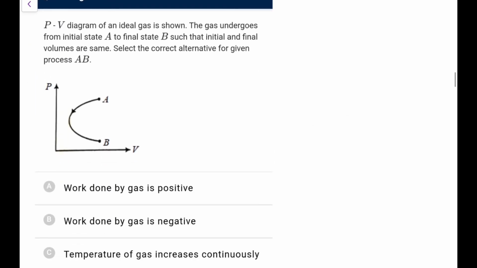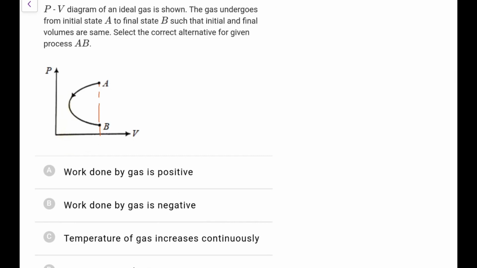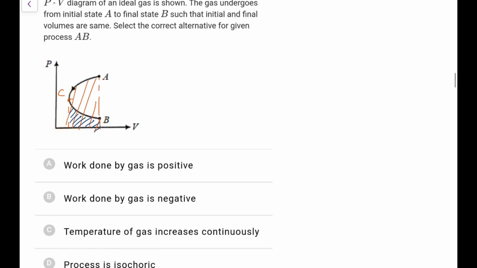Next, a PV diagram of an ideal gas is depicted. The gas undergoes a change from state A to B such that the initial and final volumes are the same. Okay, like this. Select the correct alternative. Work done here won't be 0, you can treat it like C. Till A to C the work is negative like this, and from C to B volume is increasing, so this is positive work, so overall negative work will be more, so work done by the gas is going to be negative. Go for option B in this particular case.